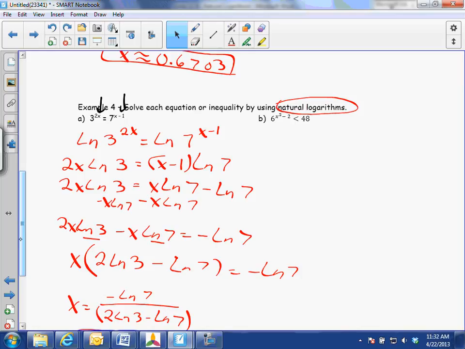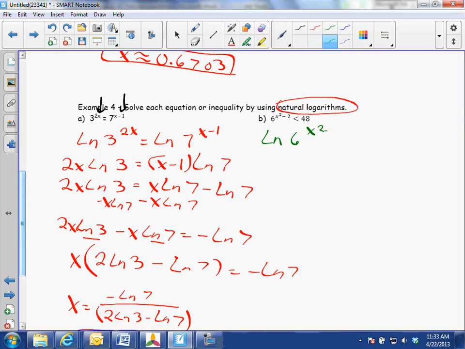Alright, let's look at B. We got variables in an exponent. Oh, wait, next one is the next one. What are you gonna do? Bring them down. How do you bring them down? Before you do that, maybe natural log of 6 to the x squared minus 2. Yep. And the natural log over here, because you have to take natural log on both sides.